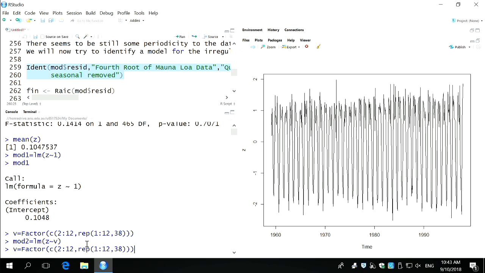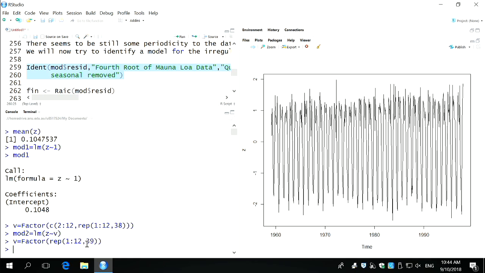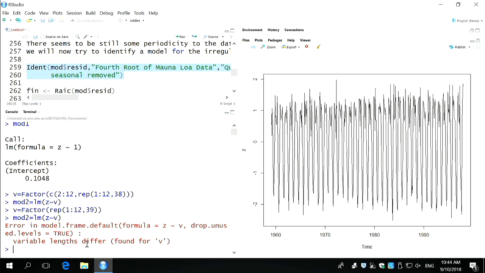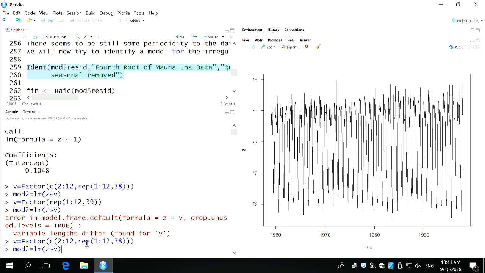Let's get it wrong and see. It's always fun to play this game. Error in model.frame.default. Formula is Z tilde V. Drop dot unused level equals true. Variable lengths differ. So an error that only a mother could love.